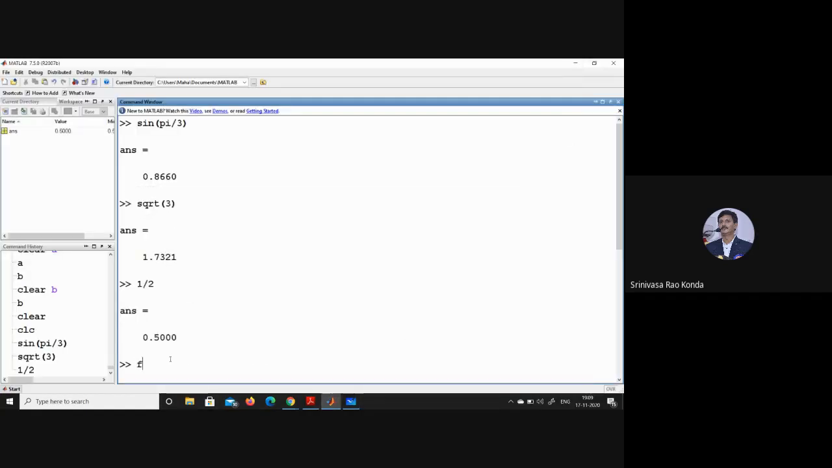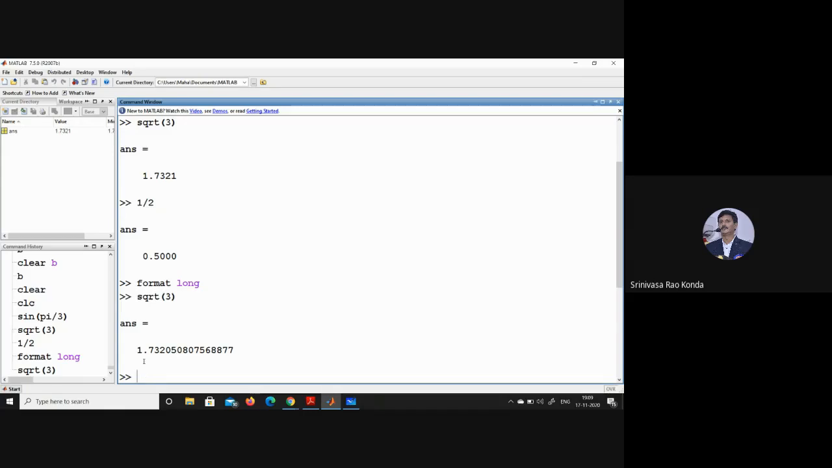For example, I'm going to give format long. Now I'm going to give the value of SQRT3. The answer was displayed up to 15 decimal places. You see this one: 1, 2, 3, 4, 5, 6, 7, 8, 9, 10, 11, 12, 13, 14, 15. If you are in the short format and my answer is 0.000785, it displays 0.0001.